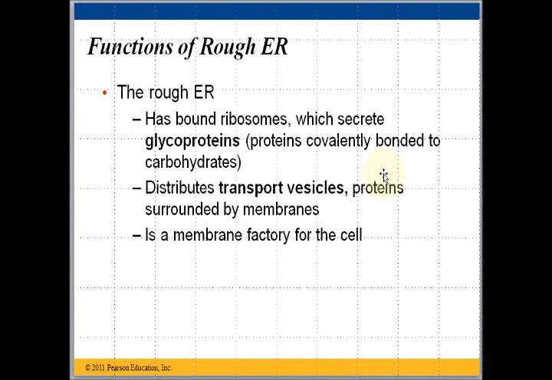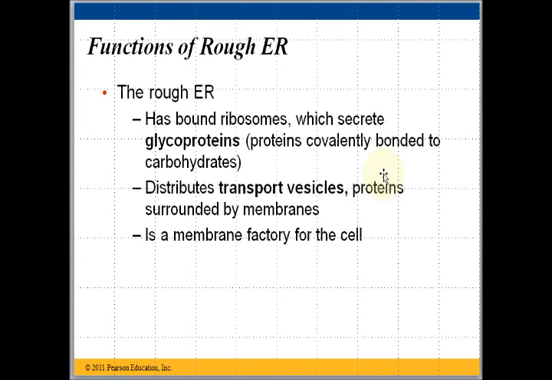The rough ER is called rough because it has those ribosomes that are stuck to it or bound to it. These ribosomes secrete something called glycoproteins. Remember, the ribosomes are the protein factories of the cell, and these ribosomes create proteins that are then bonded to carbohydrates, and they create these fairly large molecules called glycoproteins.